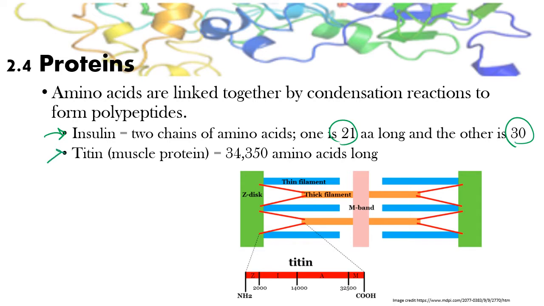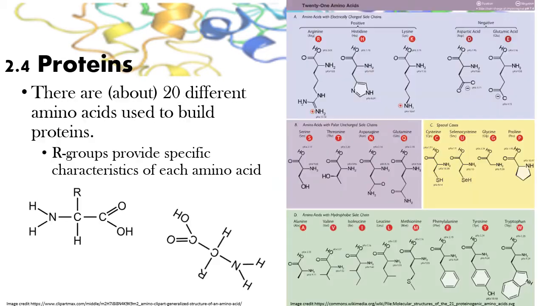Titin, which is this super cool protein in muscle fibers, is, oh my goodness, 34,350 amino acids long-ish. There's some variations, but it's big. It's a big guy.